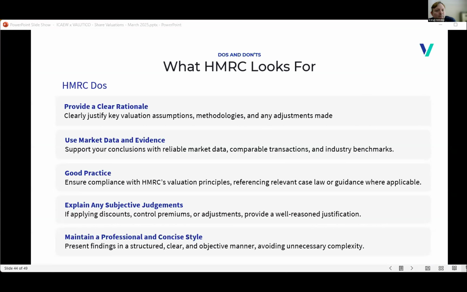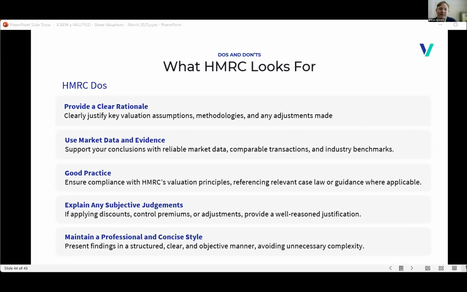They appreciate market-based evidence and also compliance with established valuation standards. So when drafting valuation reports, key do's, I think, are these. Do always provide a clear rationale, justifying key valuation assumptions and methodologies. Do use market data and evidence. Support your conclusions with reliable data, including comparable transactions and industry benchmarks from packages such as Valutico where possible.